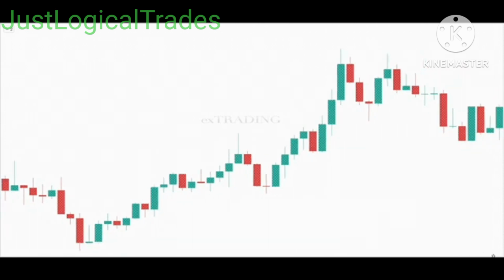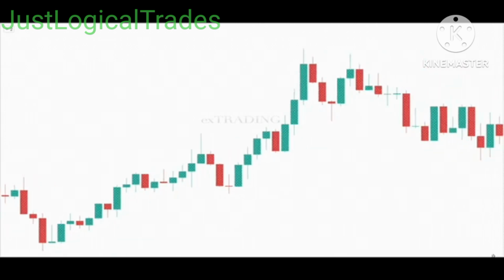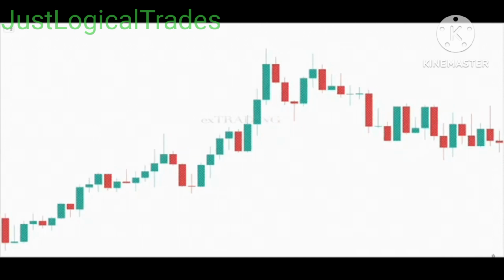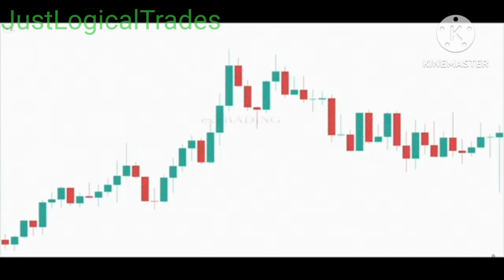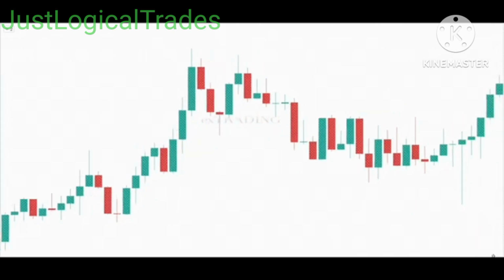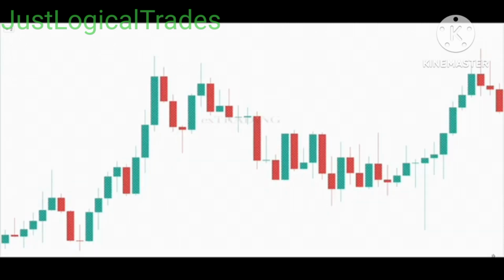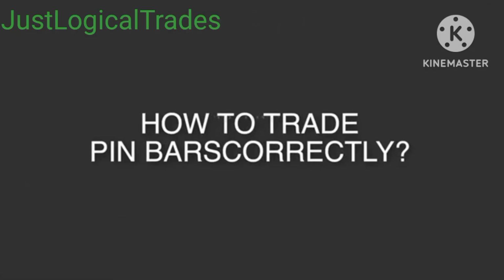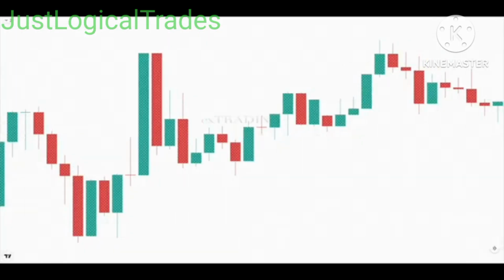And the problem with that is that after the news has been released for a while, the volatility will die down and normalize to its usual volatility. When that happens, it makes it harder to hit your take profit level. So, how to trade pin bars correctly?